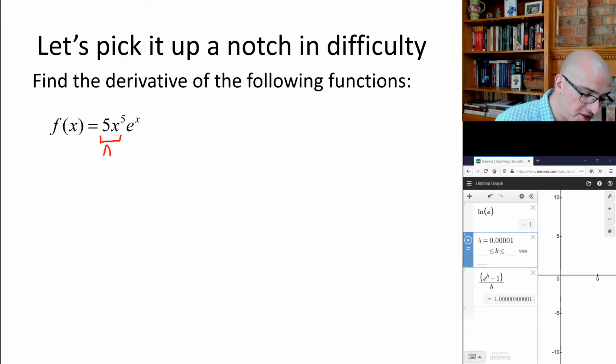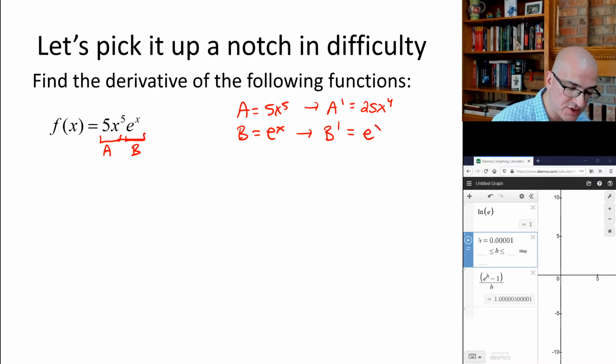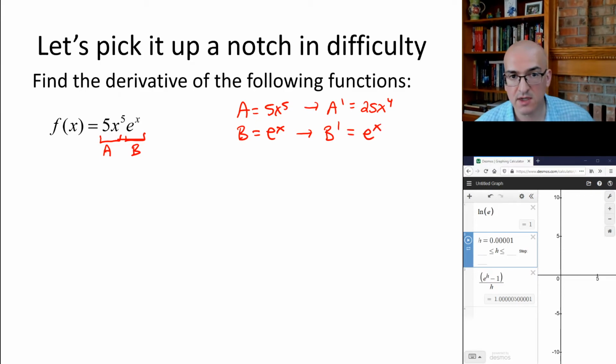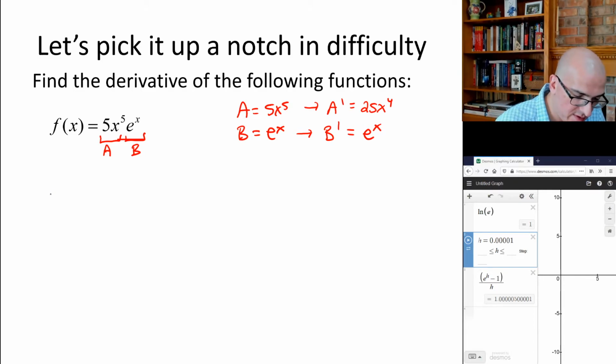I'm going to call the first function in this product a, and the second function I'll call b. So a is 5x to the power 5. b is e to the x. We're going to need a prime and b prime. a prime is 25x to the power 4 using the power rule. And b prime, the derivative of e to the x, using the rule just derived on the previous page, is e to the x. So when we take the derivative, we'll have a times b prime plus b times a prime.